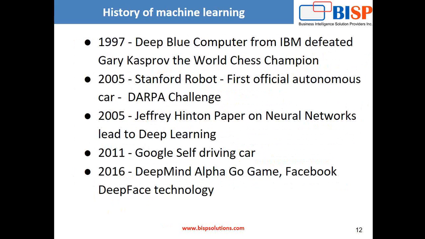And in 2016, you can see the entire Go champion has been defeated. So if you look at from 1997 to 2016, in a span of nearly 20 years, machine learning has made tremendous advances. It's able to learn, it's able to evolve with experience, and it's able to defeat its world champions.